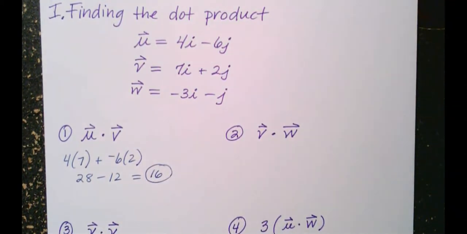So the dot product is a single number. When you get your answer, it is one number answer. And I don't mean one digit, but it's just a number. It's not a sum of numbers. It doesn't have I's and J's on it. It's just a number. All right.